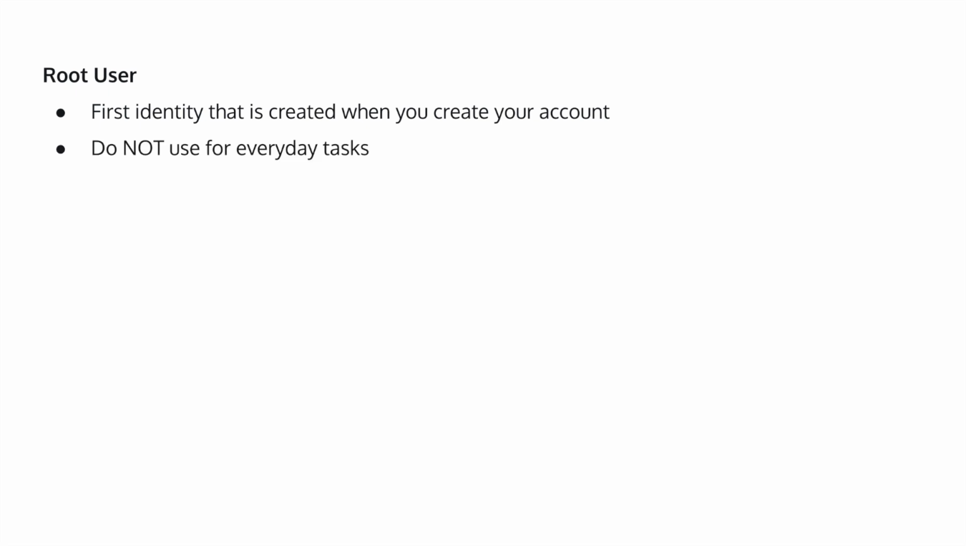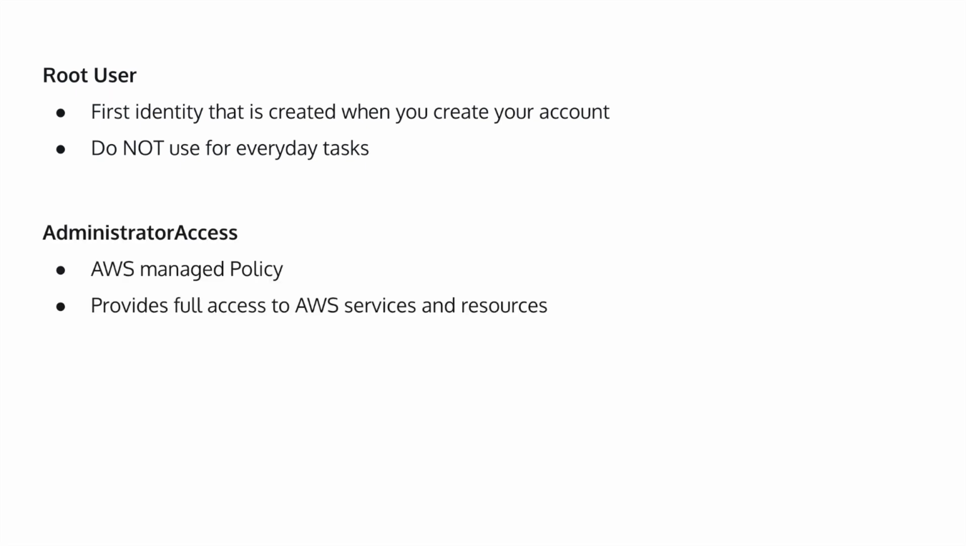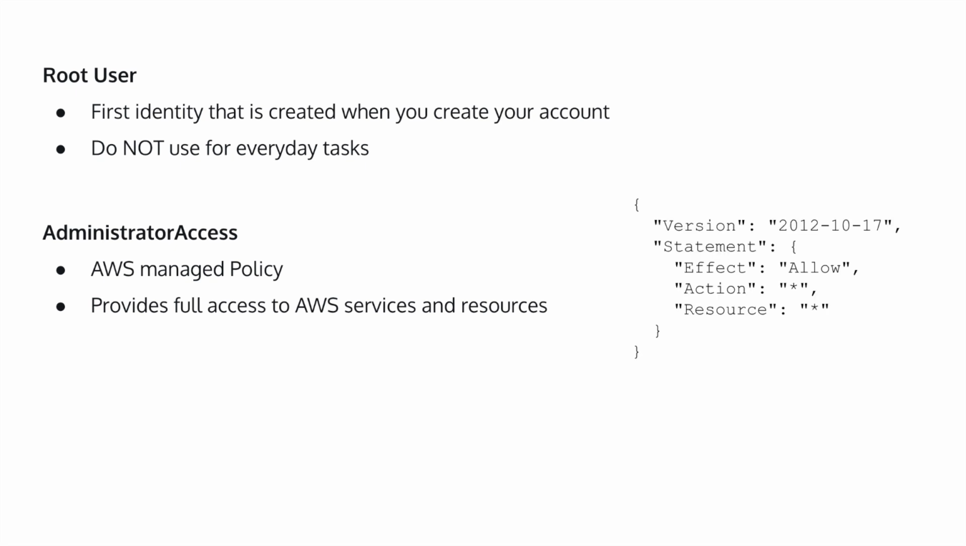When you create your account, the first identity that's created is the root user. The root user is granted full access to your account and can perform certain actions IAM users can't, such as deleting your AWS account. You want to protect the root user at all costs. So I recommend configuring multi-factor authentication on the root user and then creating an IAM user to log in for day-to-day tasks. You'll probably want to create an IAM user and give them full access. Administrator access is an AWS managed policy, and it provides full access to all services and actions. The policy document looks like this.